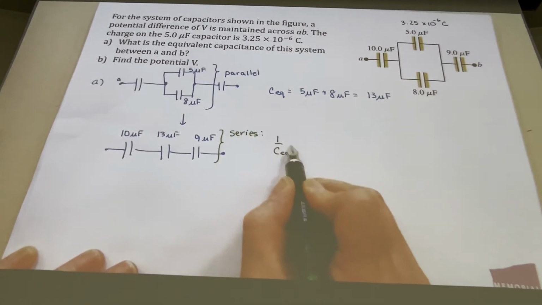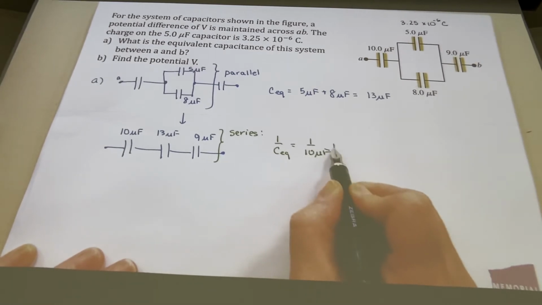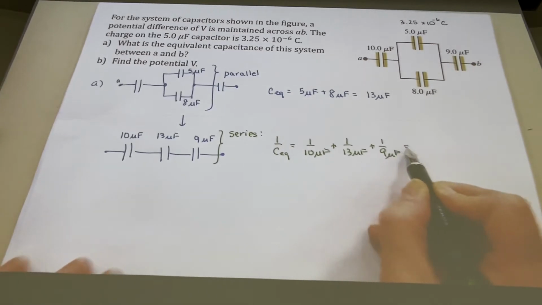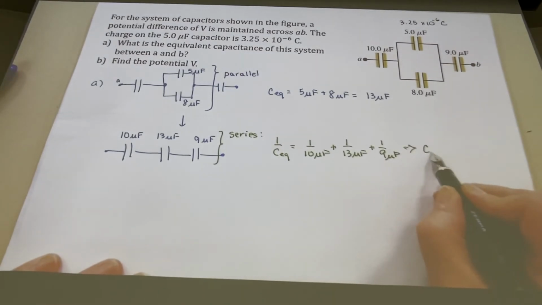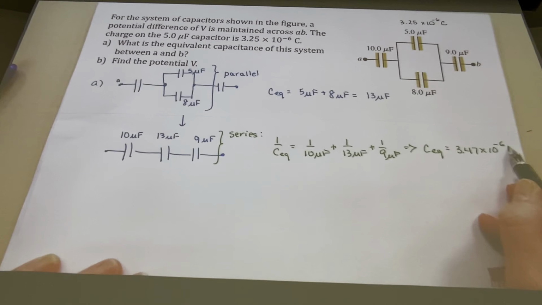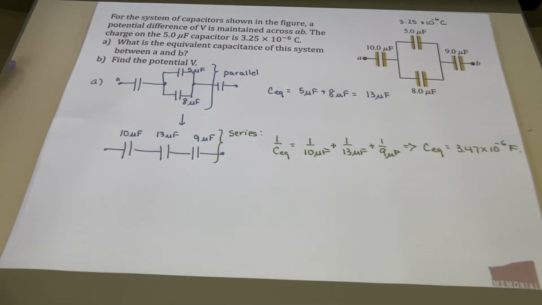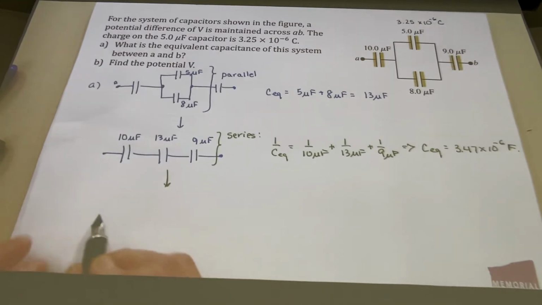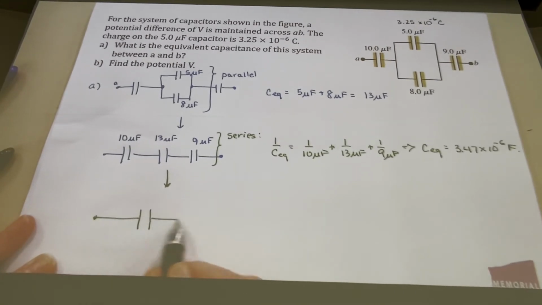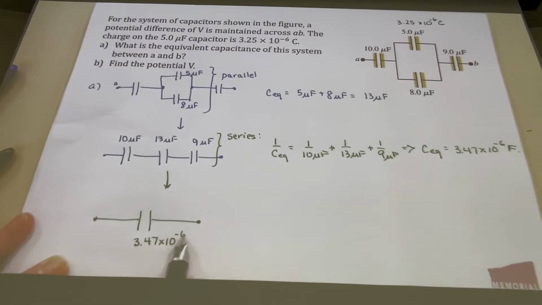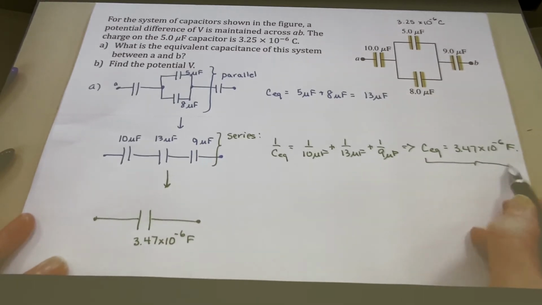1 over C equivalent is 1 over 10 microfarads plus 1 over 13 microfarads plus 1 over 9 microfarads. That gives us a C equivalent of 3.47 times 10 to the minus 6 farads. So 3.47 microfarads is our equivalent capacitance right there. Okay, we draw the picture one more time. And we've got 3.47 times 10 to the minus 6 farads. So this is my answer for part A.